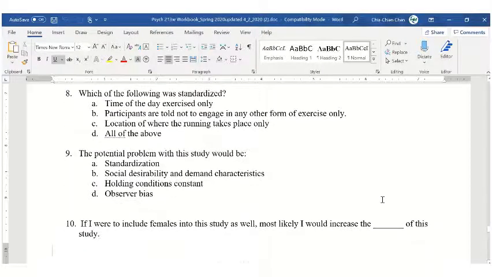What about number 9? The potential problem with this study would not be standardization, because that's a good thing. What about social desirability and demand characteristics? That could be. A and C, standardization and holding conditions constant, are exactly the same thing. B is the correct answer. D does not apply because we didn't use any observer in the current study. So the correct answer for number 9 is B.